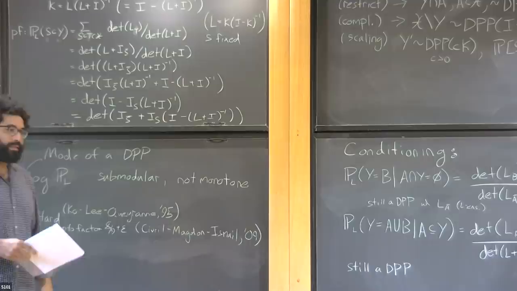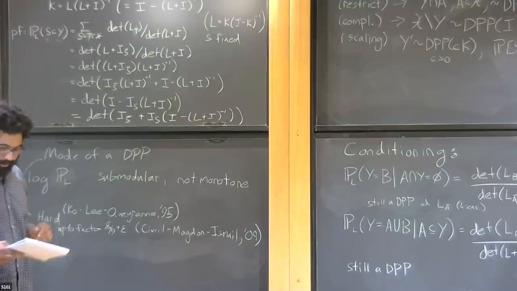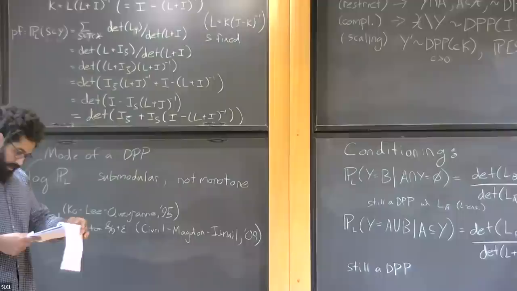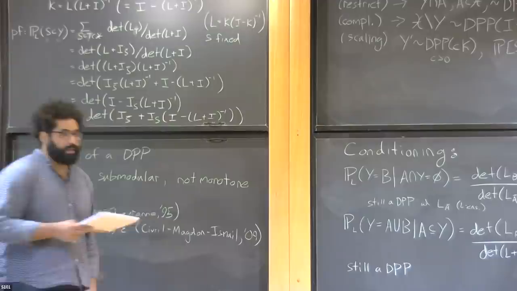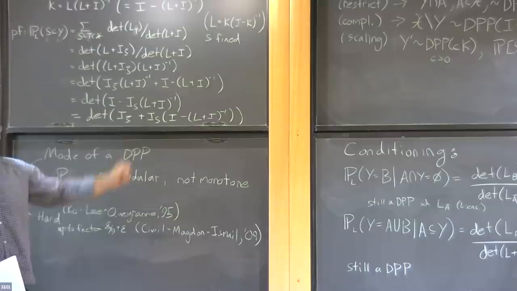And Kulesza and Taskar, and also Taskar and Gillenwater, had a nice paper where they treated this specific case, and they got a bound of, I think, 1 over log n for specific examples of your L ensemble, where the smallest principal minor, I believe, has to be at least 1.